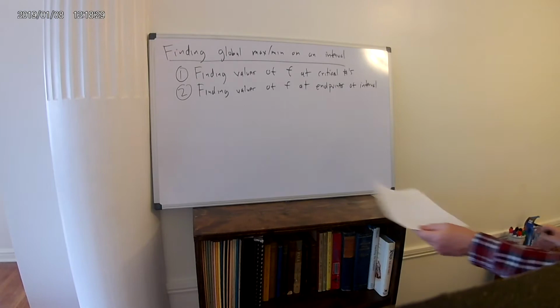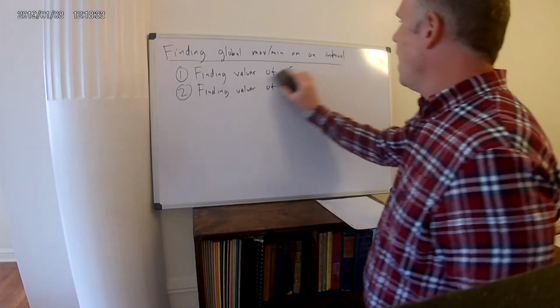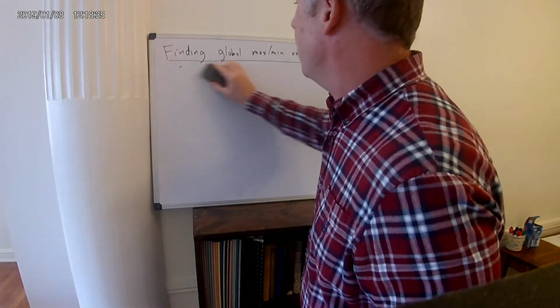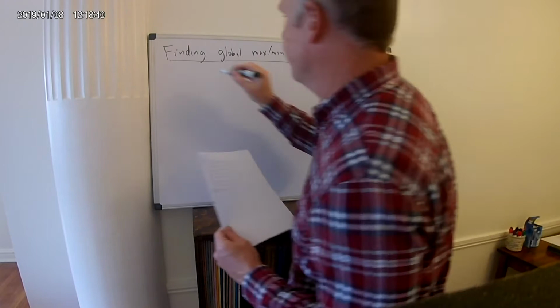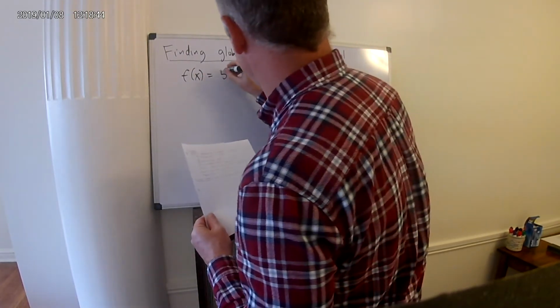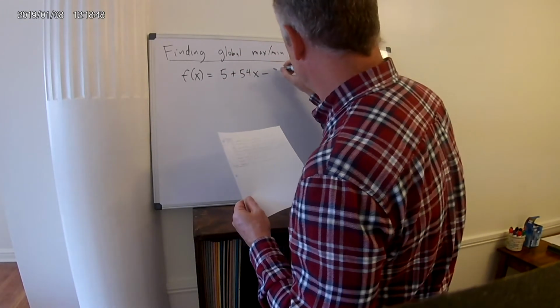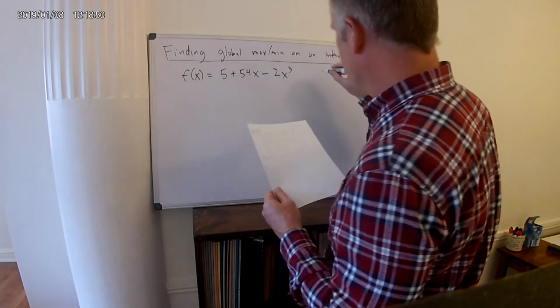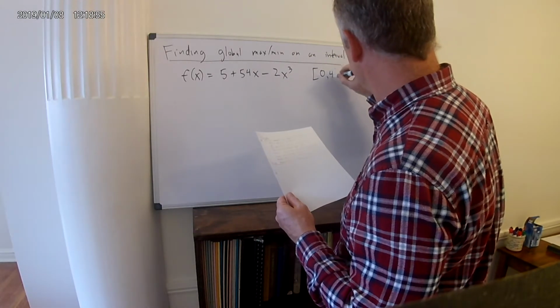So this is the final example for today. This is the procedure, but I think an example will illustrate this a lot better. So we're going to do this example here. We have this function, f of x equals 5 plus 54x minus 2x cubed. And we're considering the interval 0, 4 inclusive.